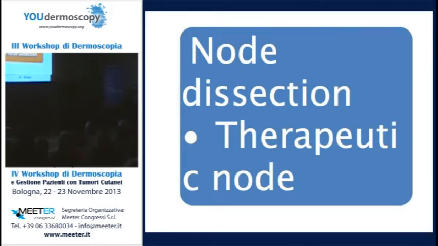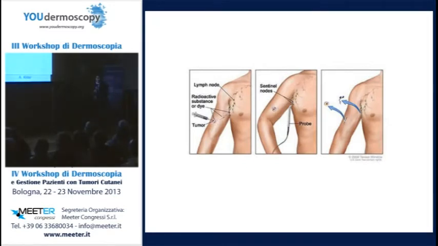This is what we have now, sentinel node biopsy, and if the sentinel node is positive, then you do a selective lymph node dissection only in those patients that have a positive node, and you do no surgery on those who have a negative node. So here's the principle. You all know that.